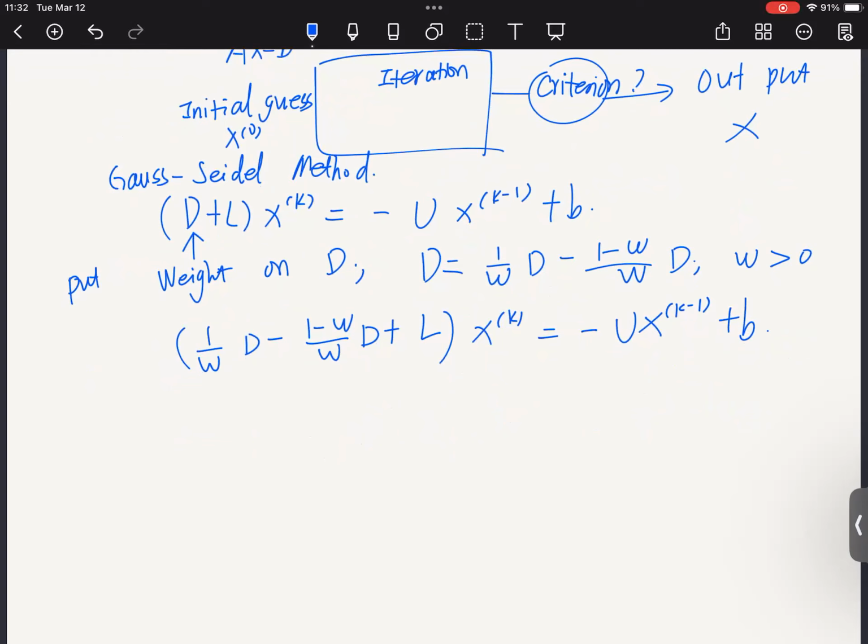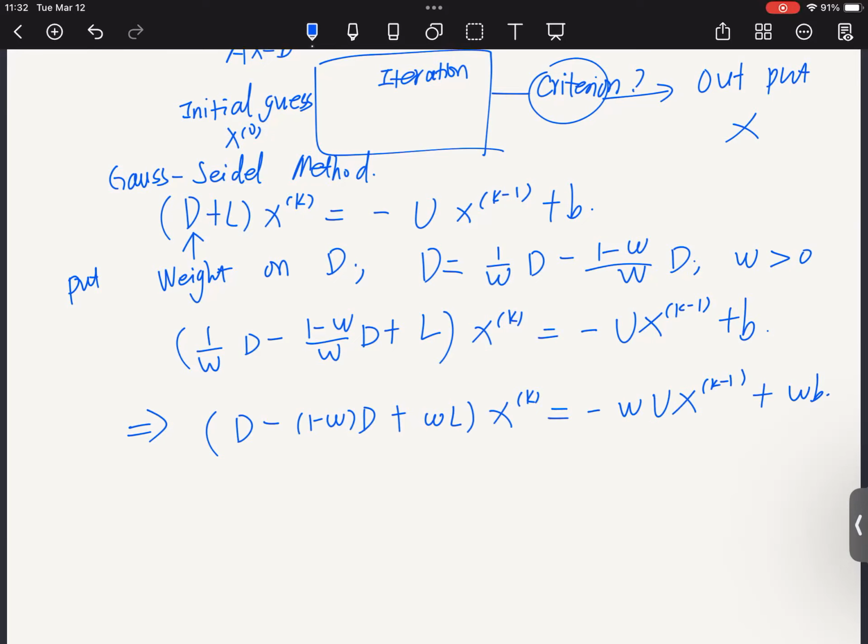I'm going to rearrange things here. Let's multiply both sides by omega, and then we get D minus (1 minus omega) D, plus the L. Because I multiplied both sides by omega, there's the omega here, L, xk. And on the right hand side, I also get negative omega U xk minus 1, and then plus omega B.